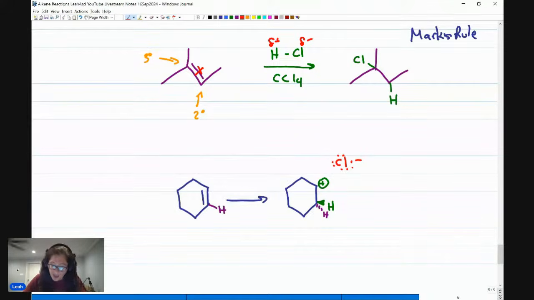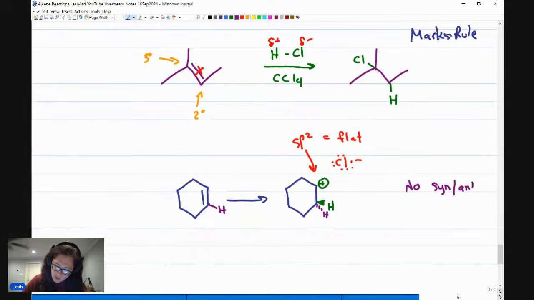If I have a carbocation, that is an sp2 hybrid intermediate. And if you think about the geometry of an sp2 hybrid, it's trigonal planar, aka flat. And that means the chlorine can add from the top or the bottom. Therefore, I can get both a chlorine that adds to the same side of hydrogen or the opposite side of hydrogen. And that's why it doesn't matter, meaning we don't get syn or anti-addition. So I'm going to add here: no syn or anti with an sp2 carbocation intermediate.